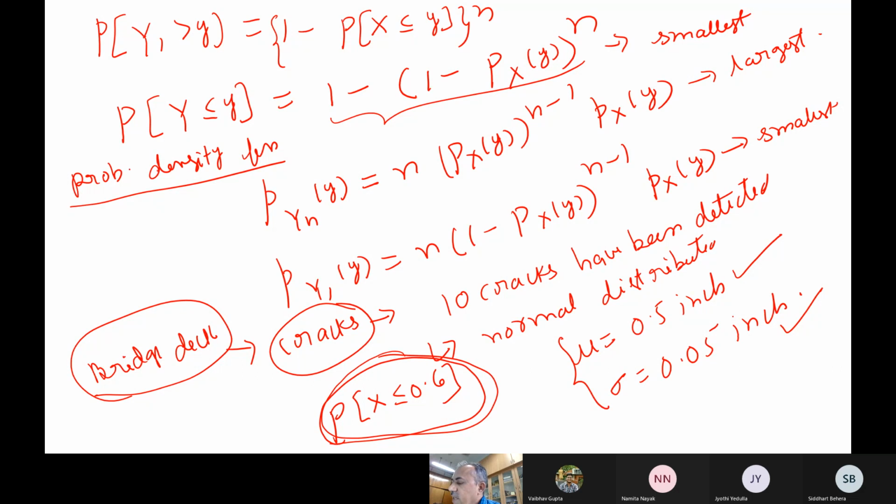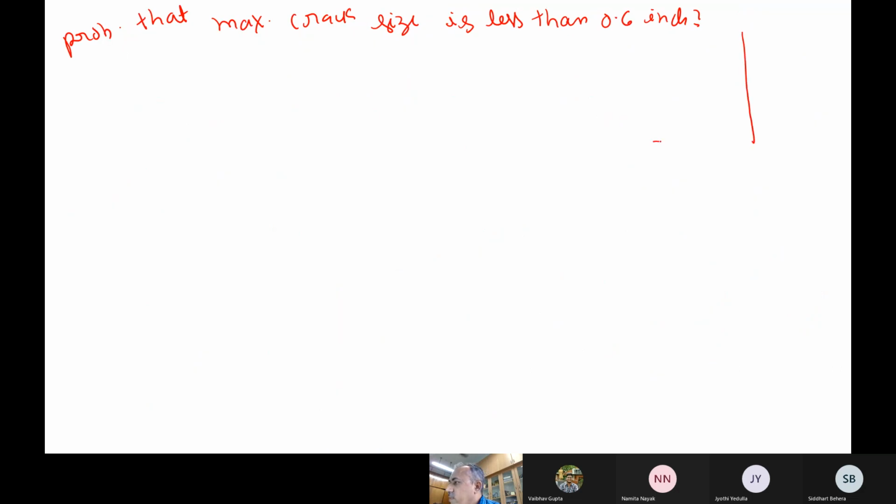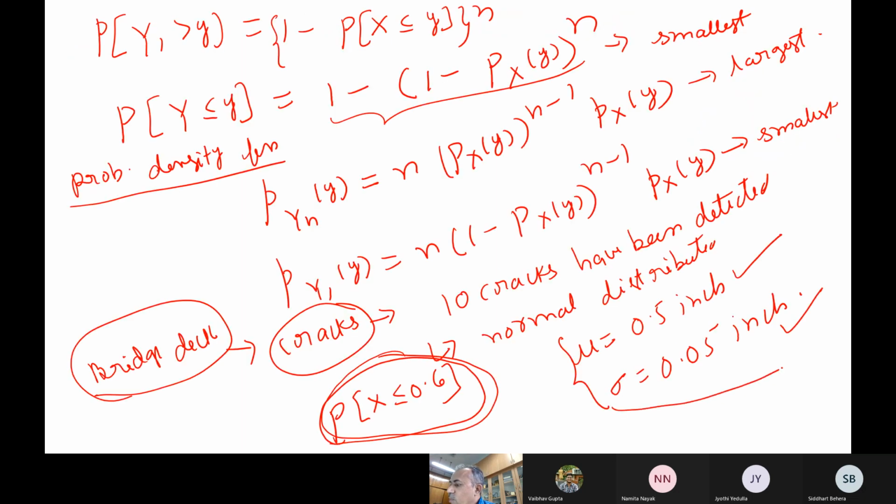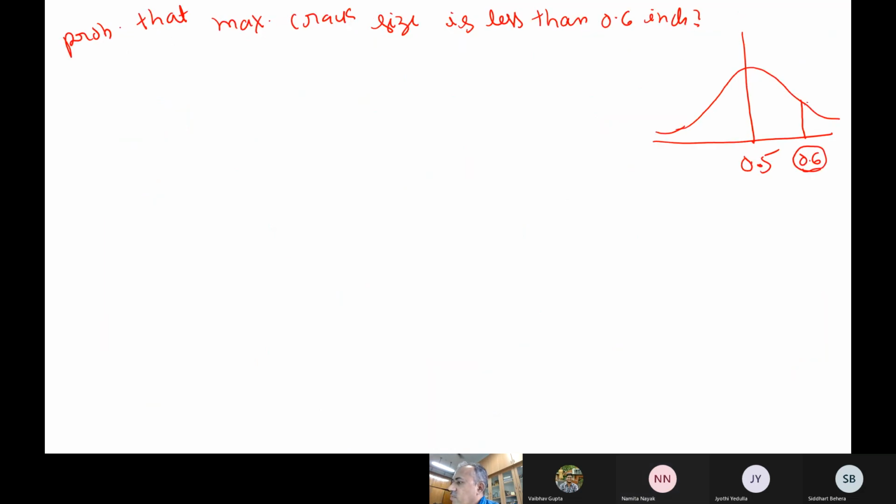See, what is the mean and standard deviation? The data is normal, right? So the data looks something like this. The mean value is 0.5 and the standard deviation is 0.05, as he has told you. Now let us say 0.6 comes somewhere here. Where does 0.6 come? The standard deviation is 0.05, so 0.6 is mu plus 2 sigma, mu plus 2 times the sigma itself. That is where your 0.6 comes.